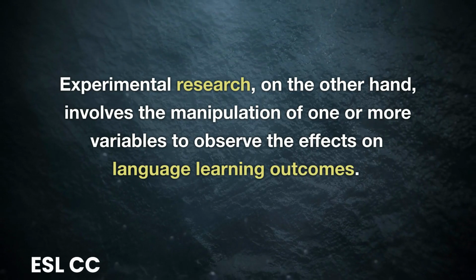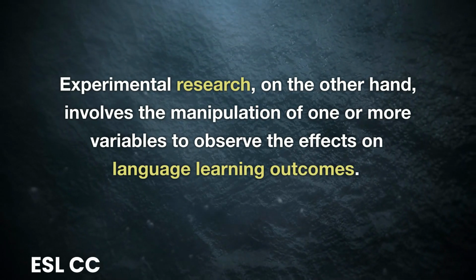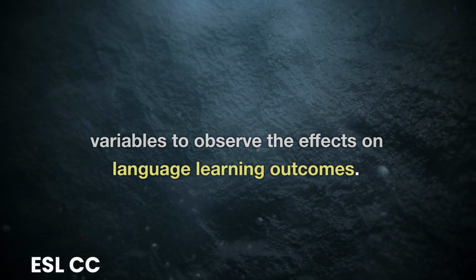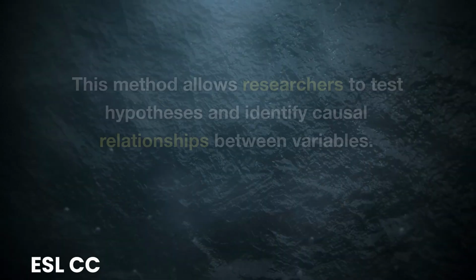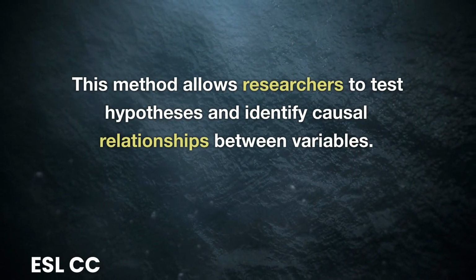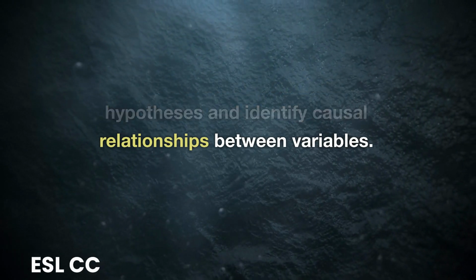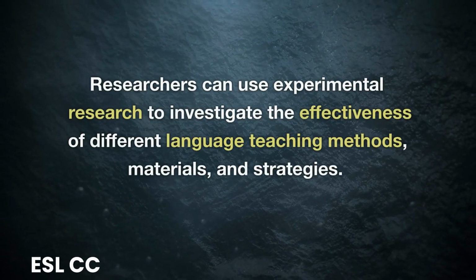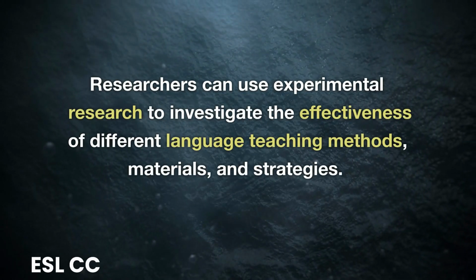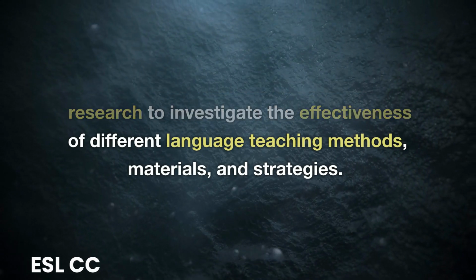Experimental research, on the other hand, involves the manipulation of one or more variables to observe the effects on language learning outcomes. This method allows researchers to test hypotheses and identify causal relationships between variables. Researchers can use experimental research to investigate the effectiveness of different language teaching methods, materials, and strategies.